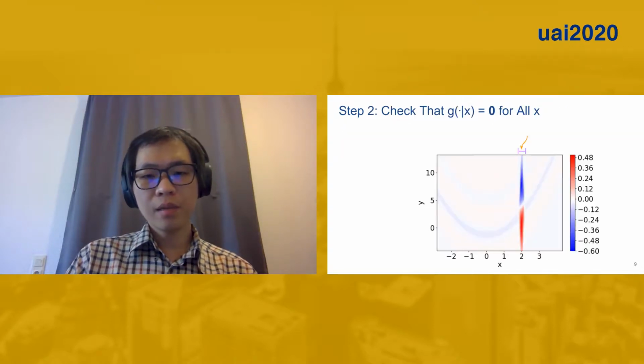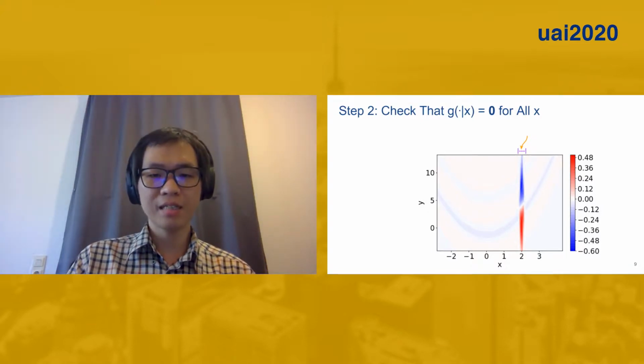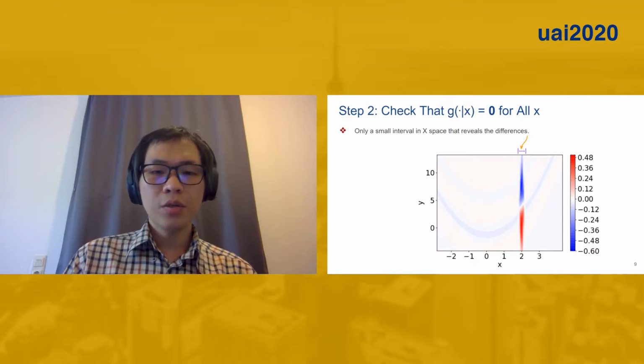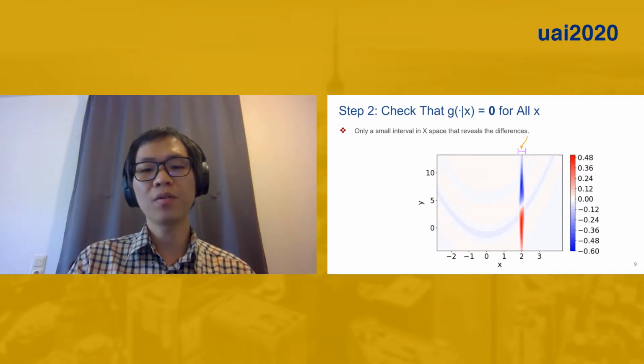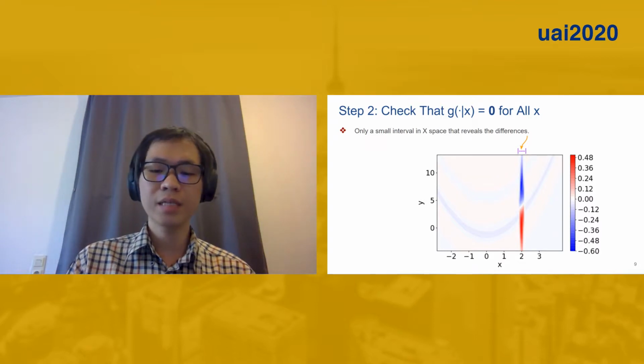Okay, so next, once we have this g, we need to check that it is indeed the zero function for every x. Not just the x that we observe, but really every x in the whole domain. And to do this is the tricky part, right? Because the region in the x domain that reveals the difference between p and r can be small. Like in this case, it's a kind of small region here.